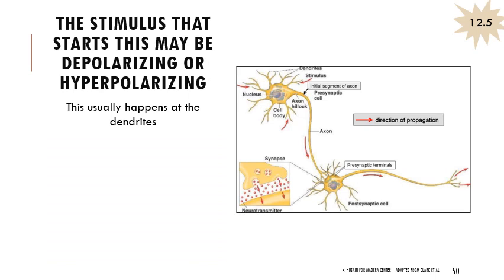So far we've been focusing on stimuli that result in depolarization, in becoming less negative and more positive. But some stimuli are inhibitory. They might lead to even more hyperpolarization. And so these signals that are being sent in happen at dendrites. And so we have dendrites receiving information. We have a stimulus being sent through the cell body and then to the initial segment of the axon.